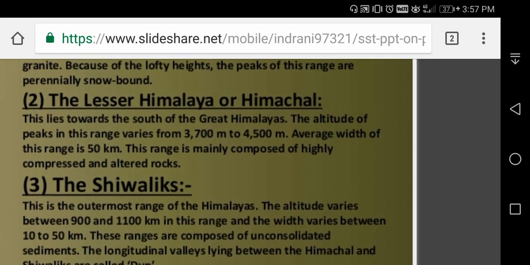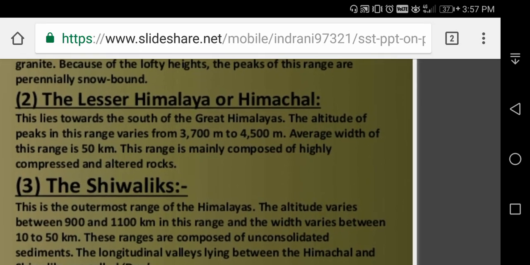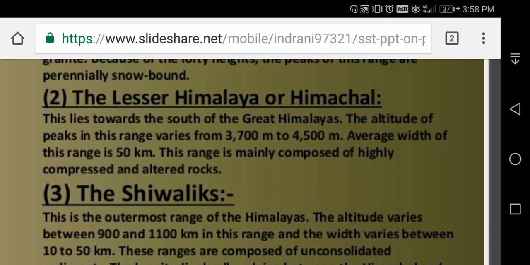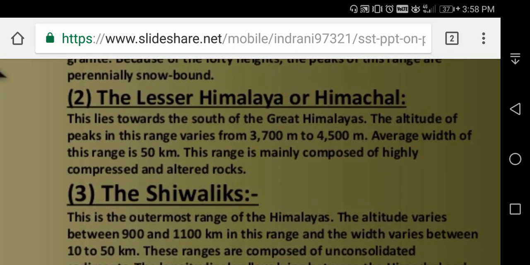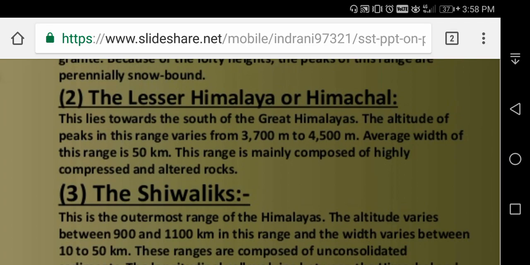Then you can see the Lesser Himalayas, compared to the Greater Himalayas. This is a little low. This lies towards the south of the Great Himalayas. The altitude of peaks in this range varies from 3,700 to 4,500 meters. The average width of this range is 50 km. This range is mainly composed of highly compressed and altered rocks.